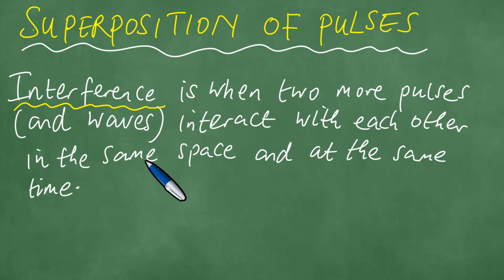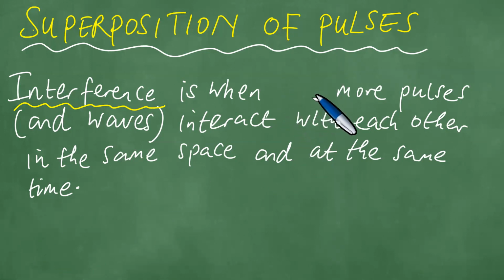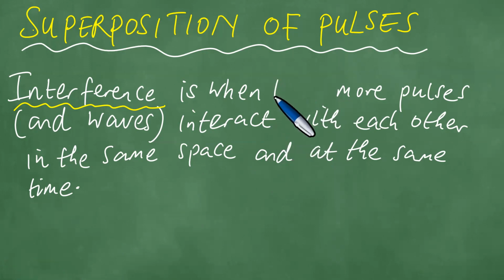So here interference is when two or more pulses and waves interact with each other in the same space and at the same time.